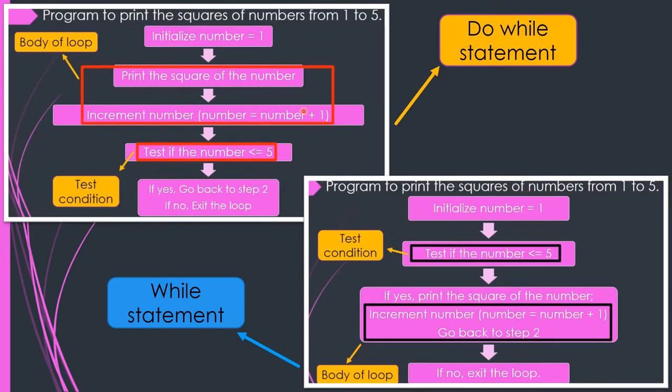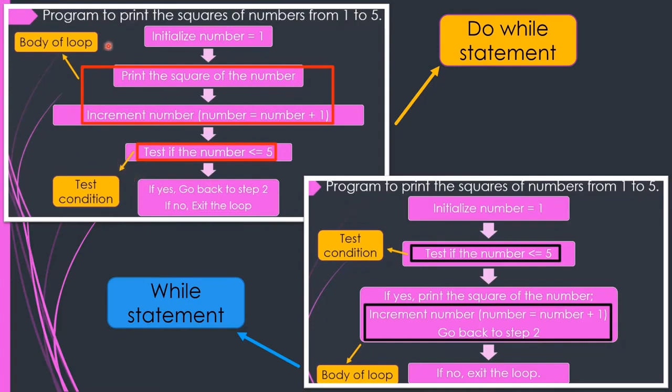Then the main difference that I just told: in the do while statement, we first have the body of the loop, whereas in the while statement we first have the test condition. In the do while loop the test condition comes after the body of the loop, whereas in the while statement the body of the loop comes after the test condition. In a way we can say that both of these are opposite to each other. The thing which happens first here is the thing which happens second there.